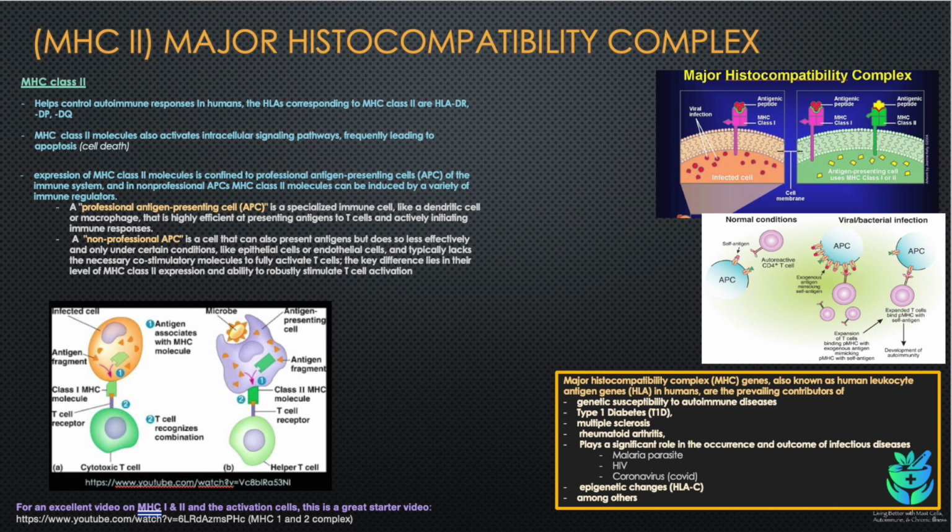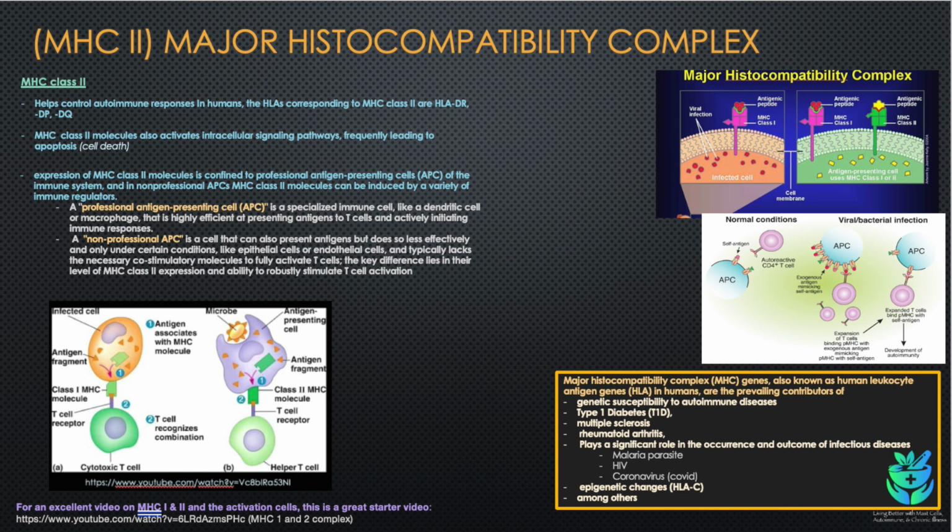So, the MHC class II helps control autoimmune responses in humans. The HLAs corresponding to the MHC class II are the HLA-DR, the DP, and the DQ. MHC class II molecules also activate intercellular signaling pathways, frequently leading to apoptosis, which is cell death. So if there's something wrong with the cell, it can do it itself.